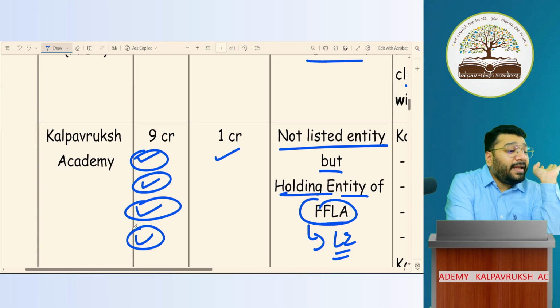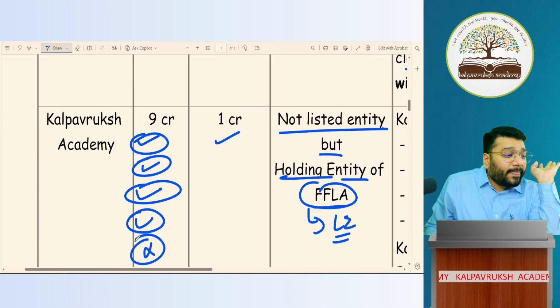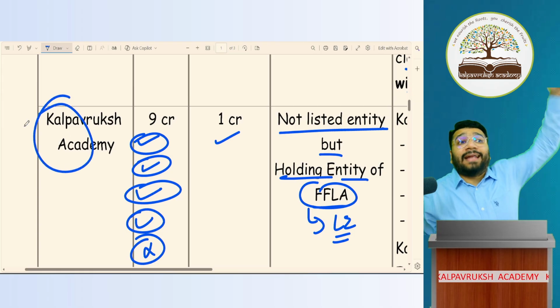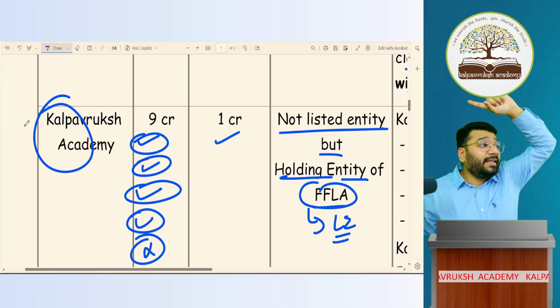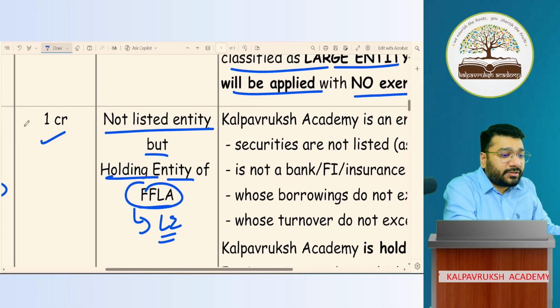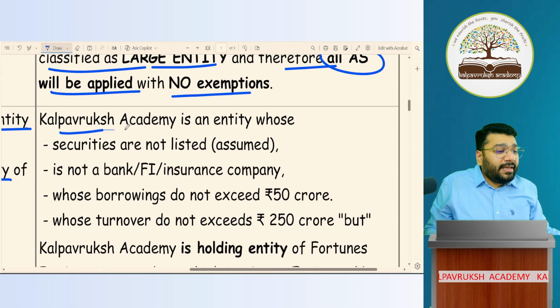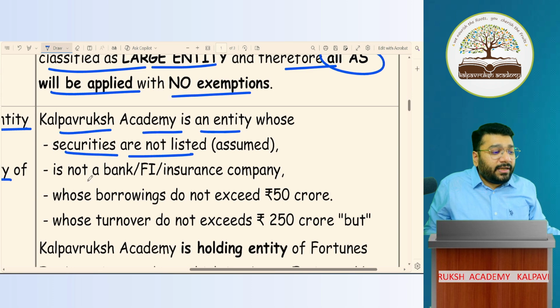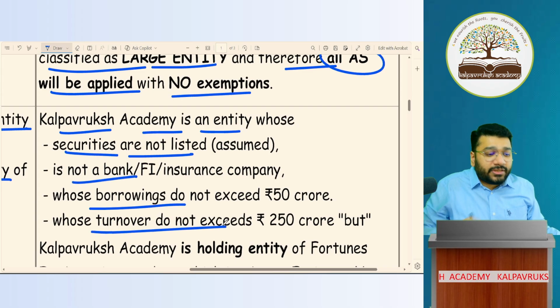But condition 5 not satisfied. CA Prathik Academy is the holding entity of an entity which is a large entity. So if my elder brother or younger brother is a large entity, I also have to become large. I have to follow all accounting standards. CA Prathik Academy is an entity whose securities are not listed, not a bank, borrowing does not exceed, turnover does not exceed.